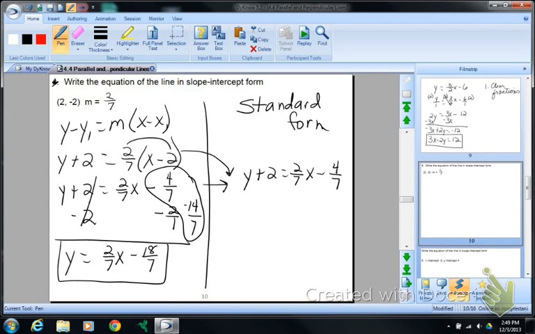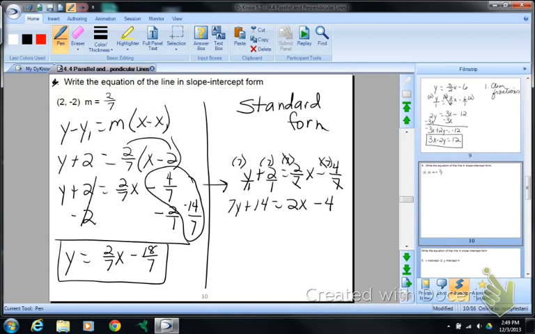But what do we do first with standard form? Clear fractions. You must clear your fractions. So I'm going to put the y over 1 and the 2 over 1. What am I going to multiply each term by? 7. So that's 7y plus 14 is equal to the 7's cancel here and I get 2x. 7's cancel and I get negative 4.